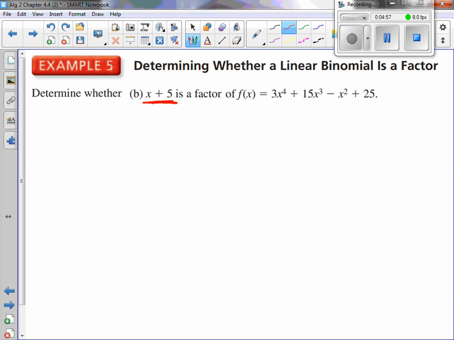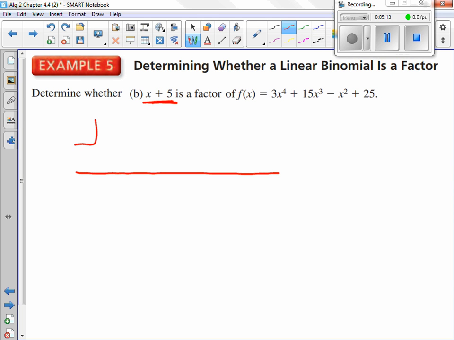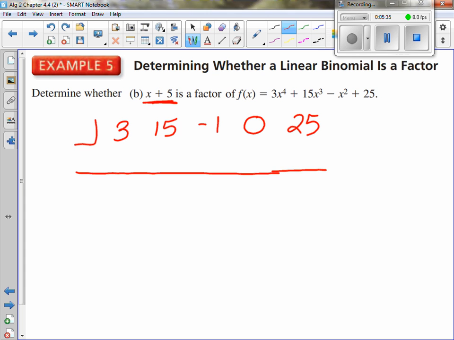Because if I do synthetic division here with the x plus 5, it's telling me either yes, it's a factor, or no, it's not. I'm not having to plug in different numbers like we've been doing before. So here we can check this. Across the top, we would have 3 for x to the 4th, 15 for our x cubed, -1 for our x squared. Then what would be next? 0, because we do not have an x to the first or an x term, so we need a 0 there. And then we would have 25.